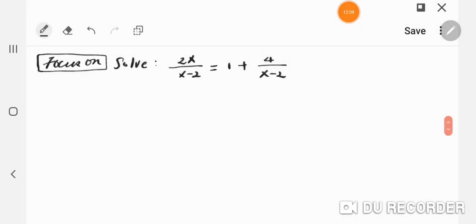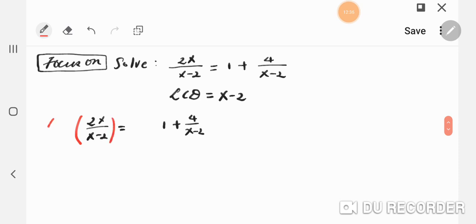Okay, this is a focus on question. Solve the equation. This equation also contains fractions. There are two fractions and the LCD is just x minus 2. So let's multiply each side of the equation by the LCD. Let me put a little bit more space here. Alright, so we will multiply the original equation by x minus 2.